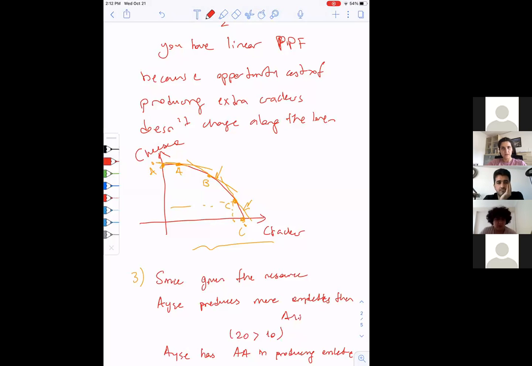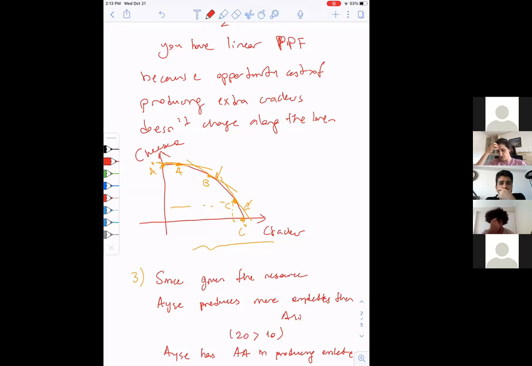Should be higher than 40, which is only at D. It should be D, right? Yeah. It is not C, it is D. Okay. Some of you said C. C's are not true. If it is C, you have linear, right? If the opportunity cost of producing extra cars is the same along the line, then it should be C. But if it is bowed outward, which means that it's like concave, then it should be D.